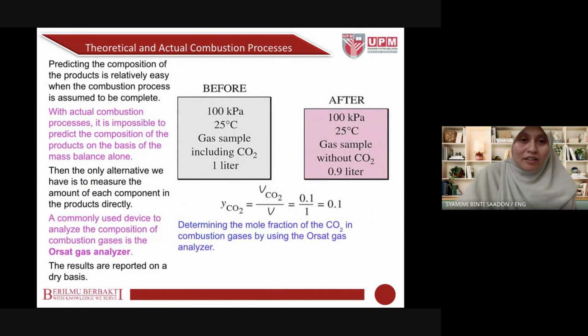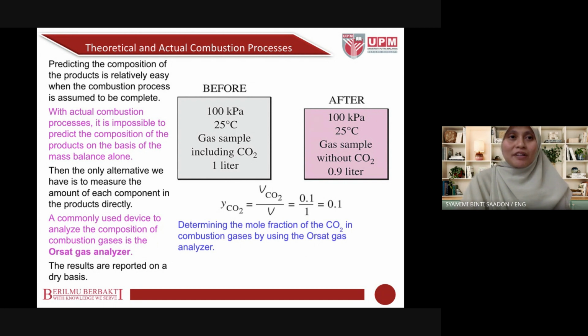And then what else do we have? Predicting the composition of the products is relatively easy when the combustion process is assumed to be complete. So if we have a complete combustion process, it's easier for us to calculate all the values at the end. With an actual combustion process, it is impossible to predict the composition of the products on the basis of the mass balance alone. So if the process is incomplete, it's not really direct.